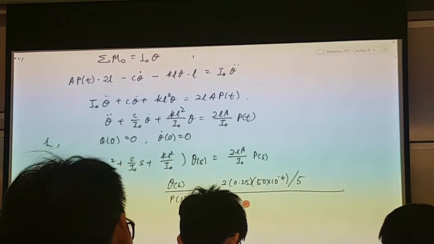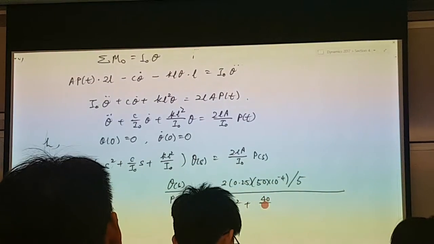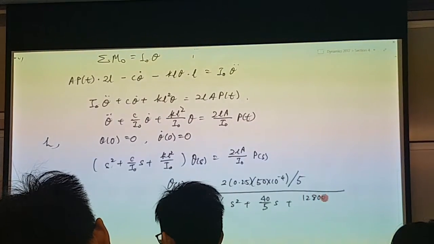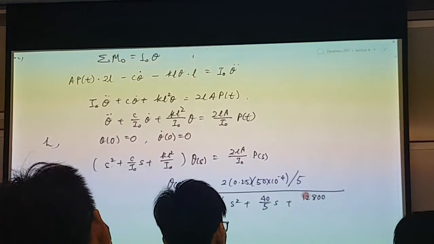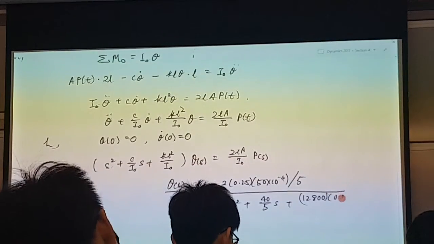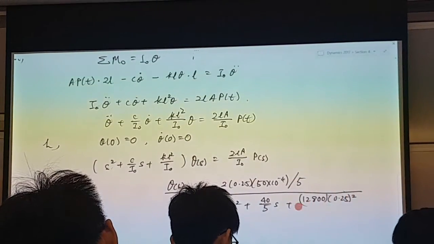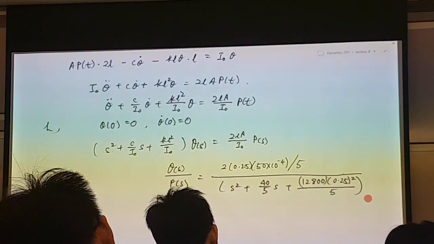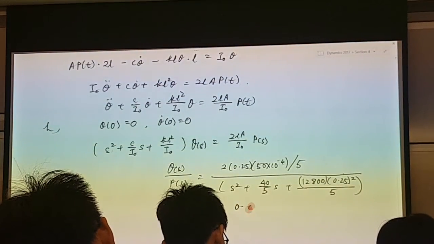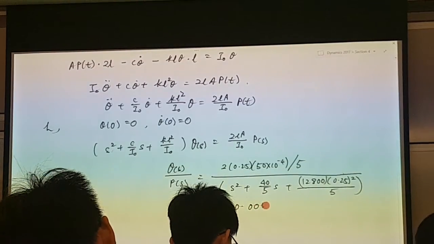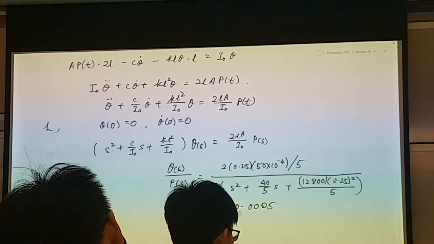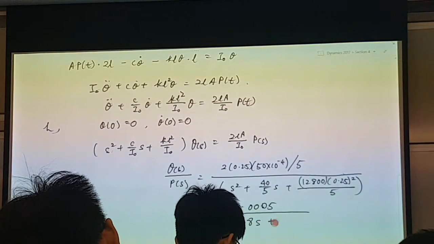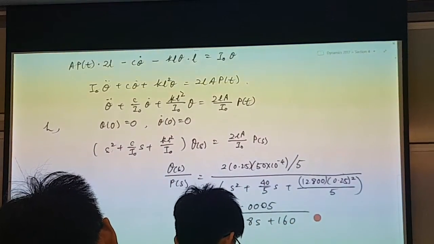And then s squared plus 40 over 5 s plus 12800 multiplied by 0.25 squared divided by 5. So do that calculation, you get 0.005 105 over s squared plus 8s plus 160.